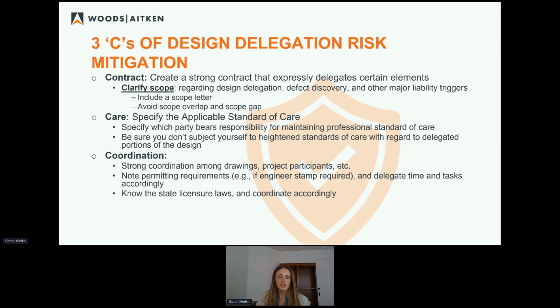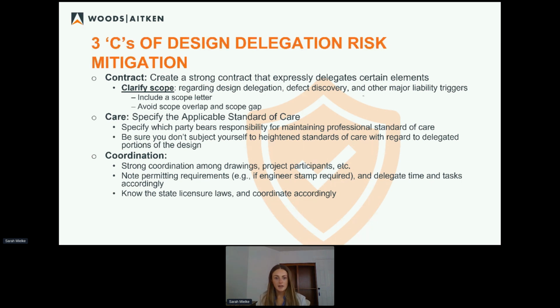Finally, coordination is key. Coordination among whoever's preparing your drawings and specifications, the other project participants that are going to need to rely on those, and the people to whom the design is being delegated, owners, you want to think about timelines, all of that.